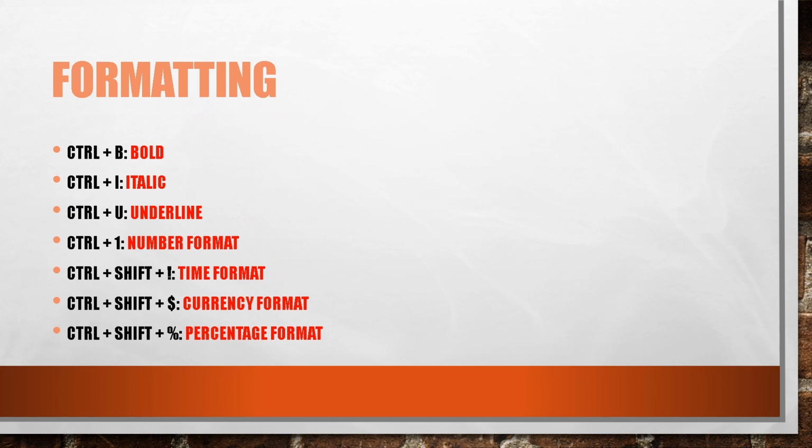Then the next area is formatting. If you want to write headings or make emphasis, remember you have to highlight first, then you press Ctrl B. Once you press Ctrl B, the word you highlighted will be bold. For italic, if you want your document or a particular word to be in italic form, you press Ctrl I. If you want to underline, you press Ctrl U.